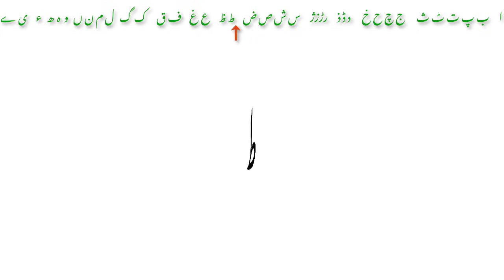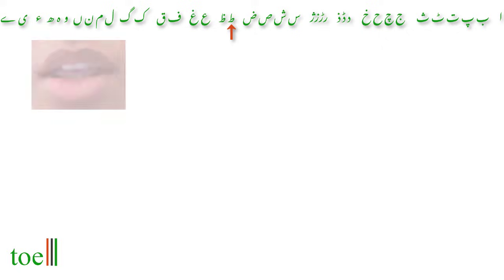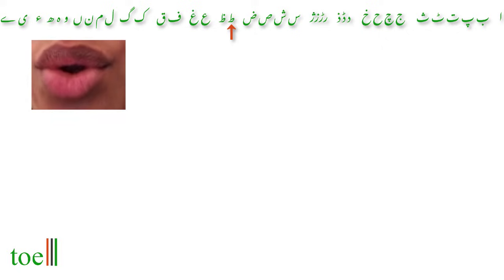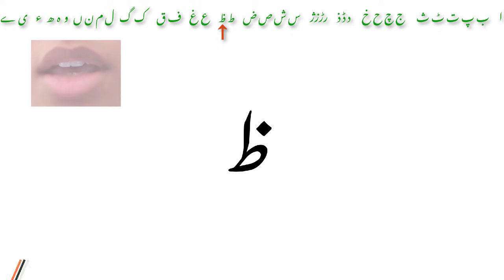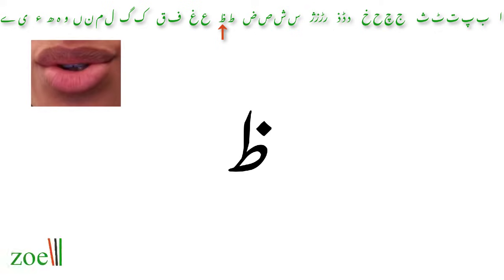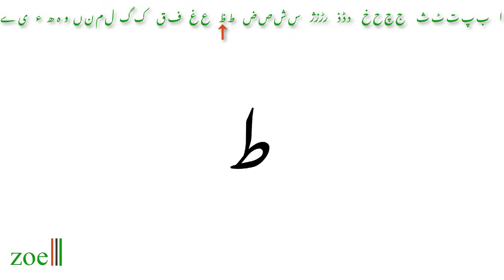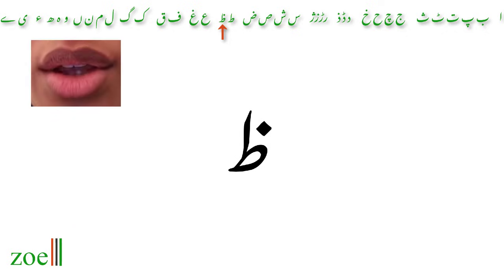So now we're at toy. Just like te, toy is made by placing the front part of your tongue and laying it right along the back part of your top set of teeth. So it's toy. And next we've got zoy. Zoy, toy, zoy.